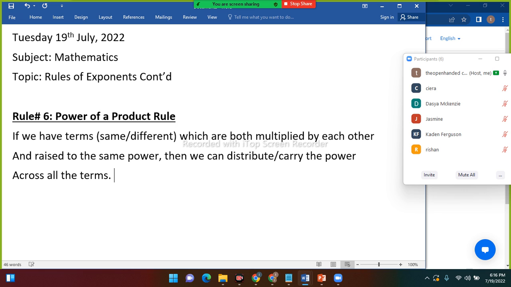Interesting idea, right? So if we have terms, they could be the same terms or different terms, and they are multiplied by each other, right? And they're raised to the same power. We can distribute that power across all the terms. Okay, so that's what the power of the product rule says that we could do.